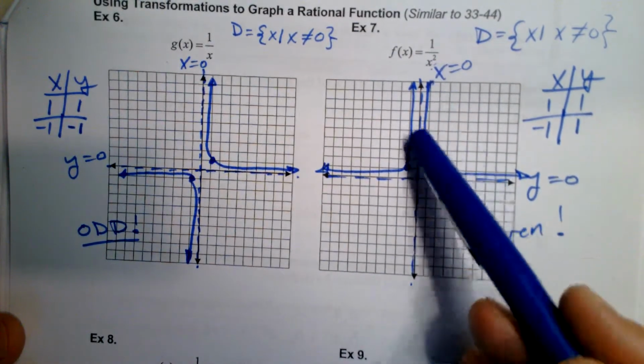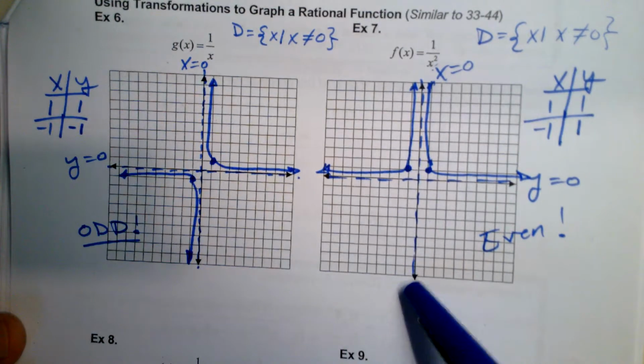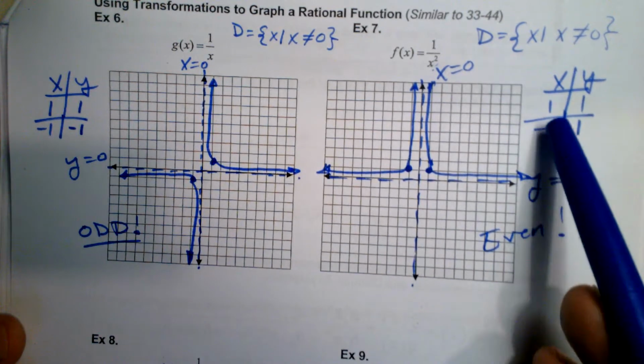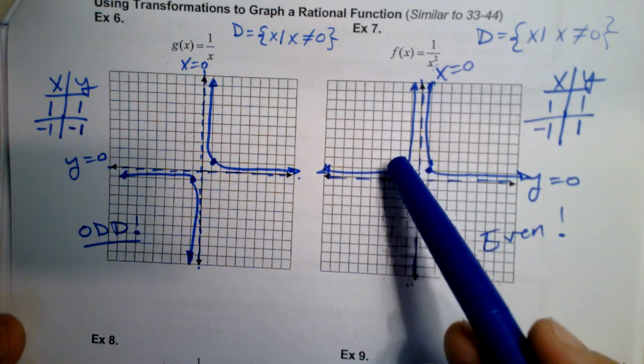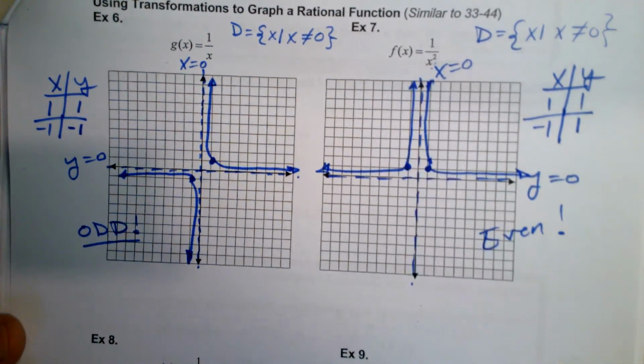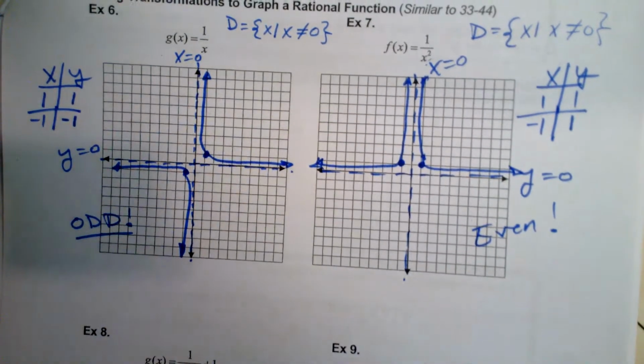When I graph 1 over x squared, again, the domain can't include 0 because there's a vertical asymptote there. And then y equals 0 is a horizontal asymptote, okay? We plugged in 1, we got 1. We plugged in -1, we also got +1. So it's in the second quadrant for this part, okay? And that was an even function. This was odd, symmetric to the origin, and then even.